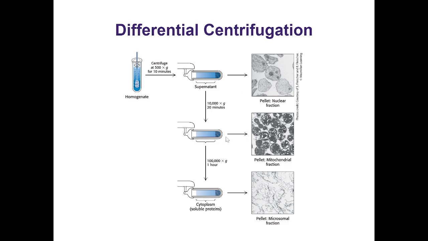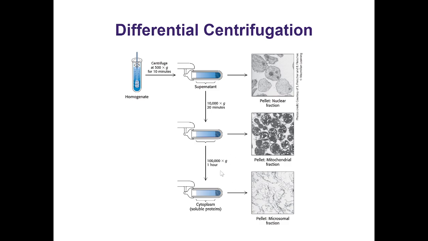So the next thing that's going to happen is we do it at 10,000 times gravity for 20 minutes. And that's typically going to remove the vast majority of your mitochondrial fractions, okay? So the mitochondria are a bit lighter, and so now they'll start falling out, right? By the way, if you just let it sit for long enough, this stuff would actually fall out, but at that point, you're going to have rotting, and this isn't going to work out for you.